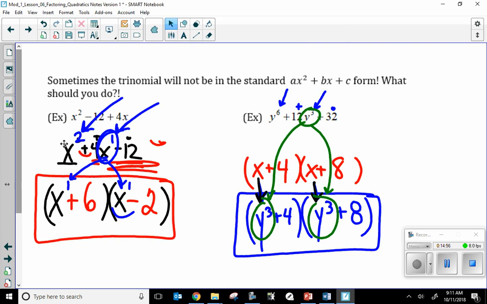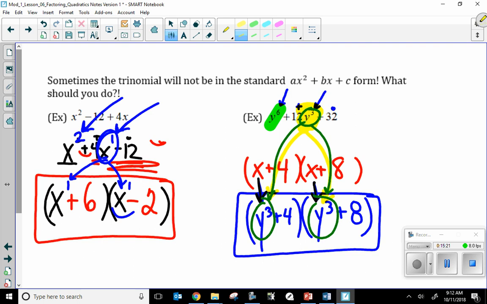So I'm still going to multiply and add, but guess what I'm using here? So you can do that without substitution, as long as this exponent is half of this exponent, that means that will be what's here, and that will be what's there. That's what goes in the parentheses.